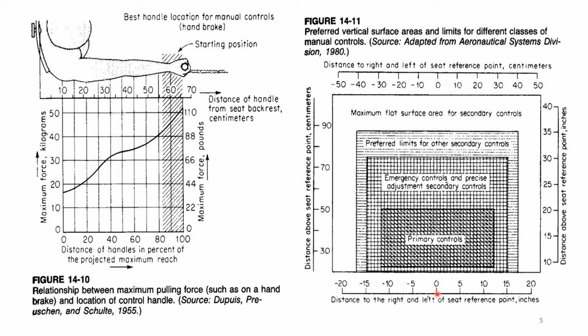So here, zero position is the position of the operator, and this is to his left side, and this is to his right side. So this is the ideal location for primary controls, and this is for emergency controls and secondary controls, or controls that require precise adjustment, that should be placed in this region.